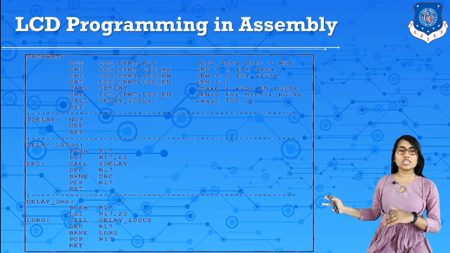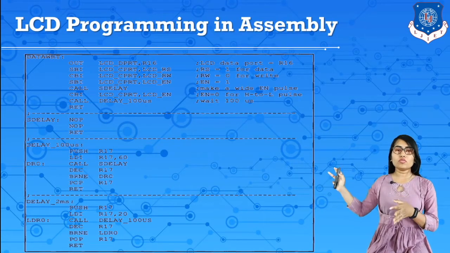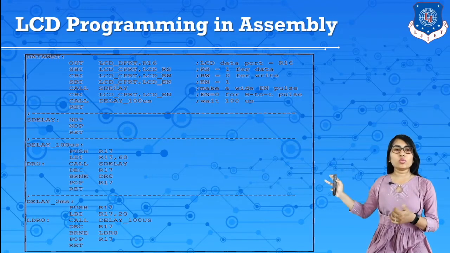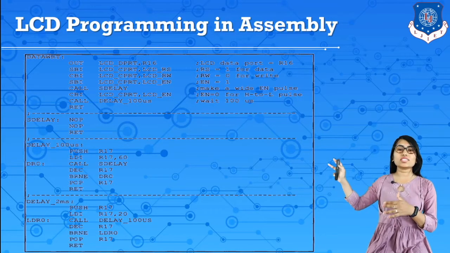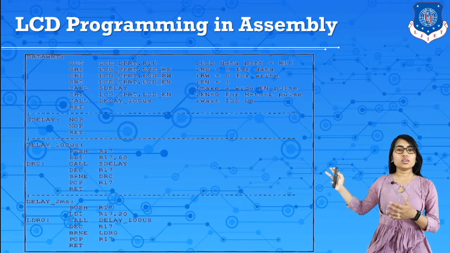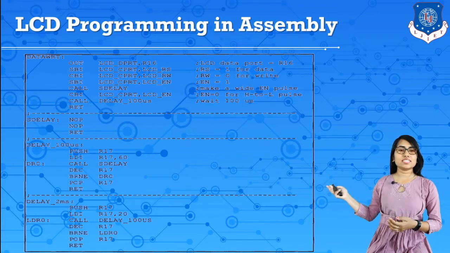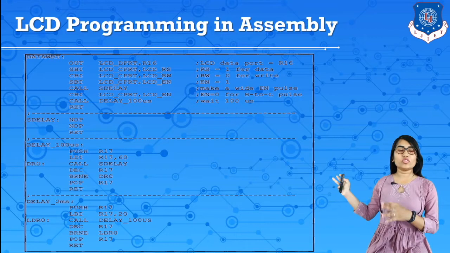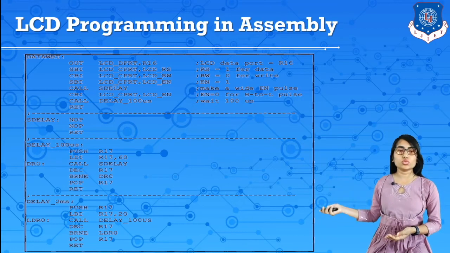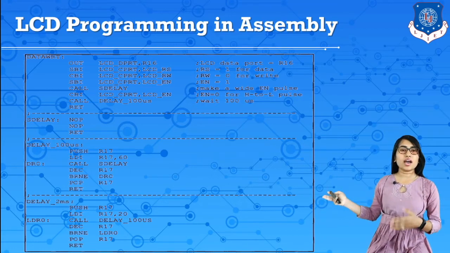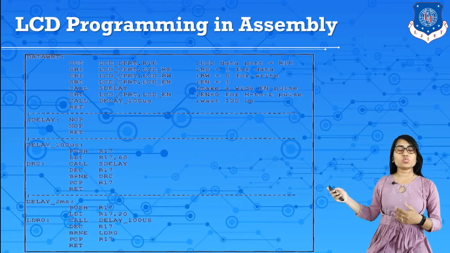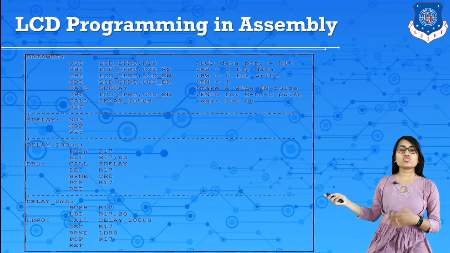This program continues. After deciding the command word, the data word or data write functions, or data loop functions, can be written over here using this kind of instructions. Then there is a delay: here a delay of 100 milliseconds is generated to transfer data after 100 milliseconds, and this is a delay of 2 milliseconds. So this is how the LCD program can be written in assembly language to transfer data.